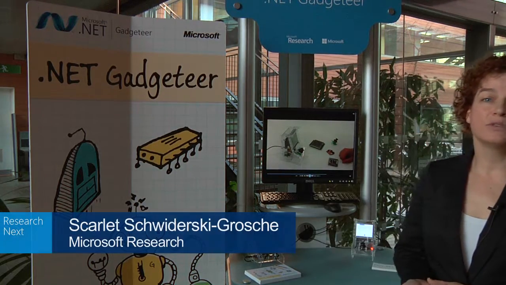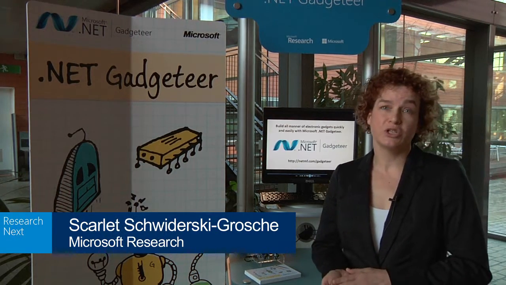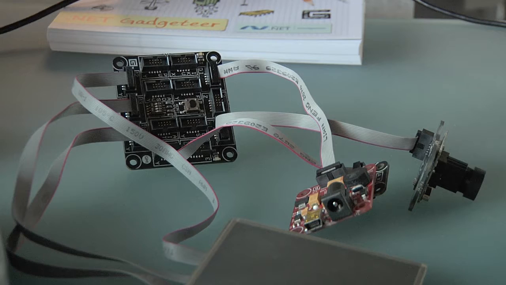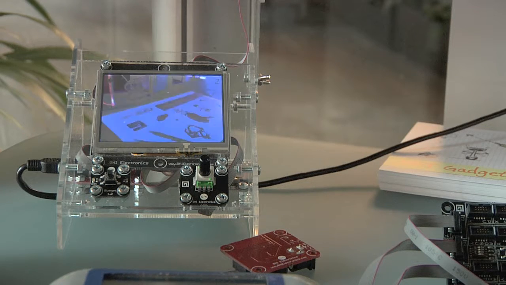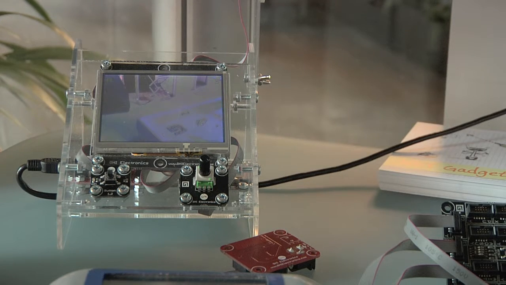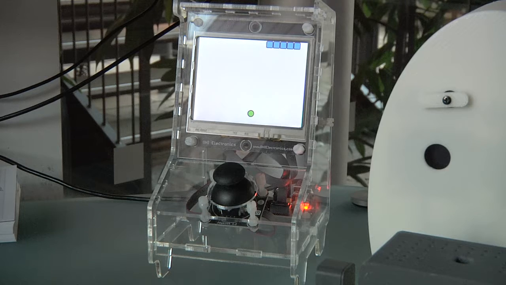Hello, on this demo booth I'm presenting a project called .NET Gadgeteer. .NET Gadgeteer is a rapid prototyping platform for small electronic devices and embedded hardware systems. So basically it allows you to design and build an electronic device from scratch very quickly and easily.